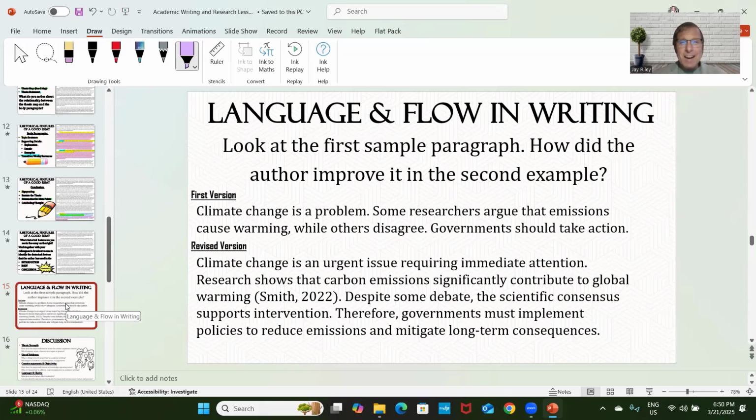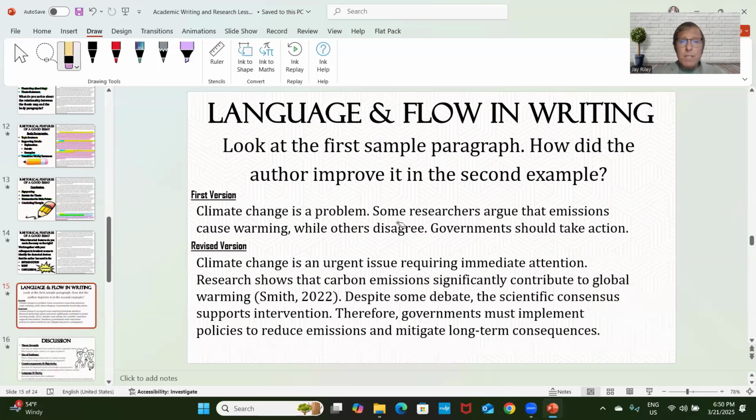The author is not really using academic language. They're certainly not using precise language. And I've got what looks to be a call to action here at the end. Government should take action. But again, what action, right?